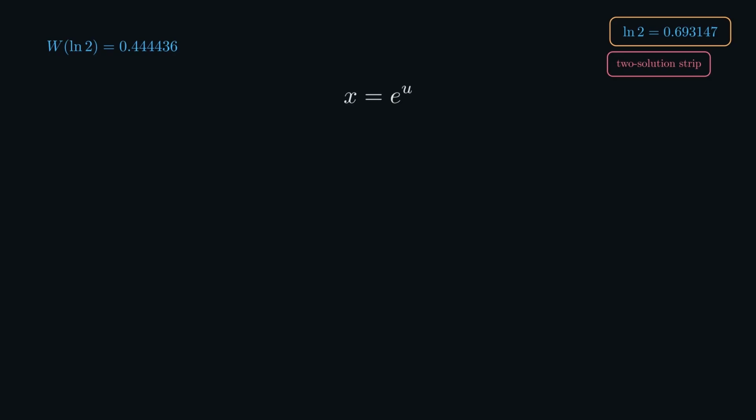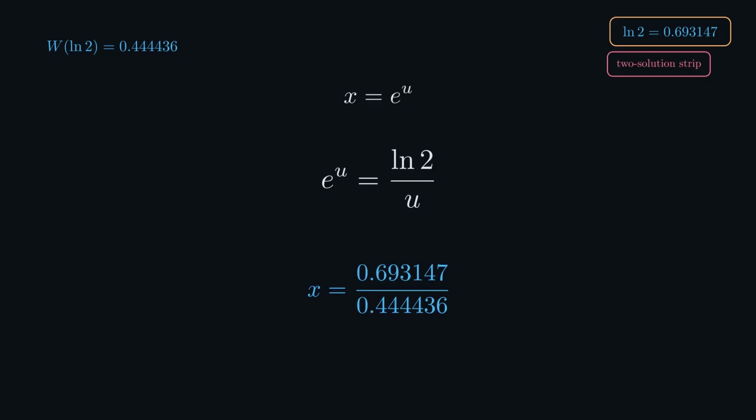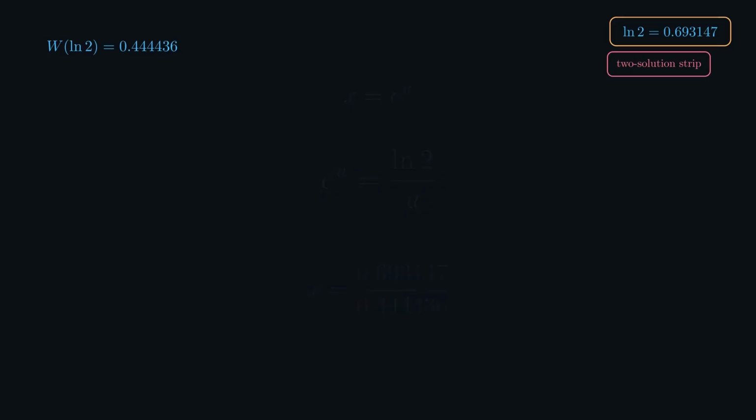Another exponential series? No, wait. Look at the definition. u times e to the u equals natural log 2. So e to the u, the exact thing I want, equals natural log 2 divided by u. The definition hands me the answer as a division problem. x equals 0.693147 divided by 0.444436. Long division, the actual kind.